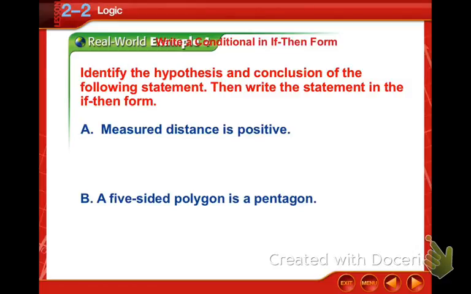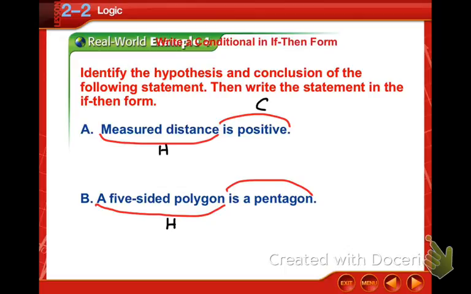So there's going to be a little bit of overlap here. If a distance is measured, hypothesis, is positive is our conclusion. If a polygon has 5 sides, hypothesis, then it is a pentagon. Conclusion. Pretty easy in these ones. They are pretty much in that form that we needed, right?